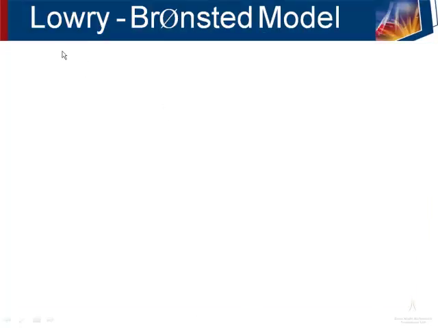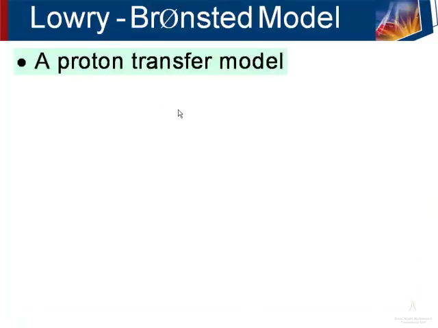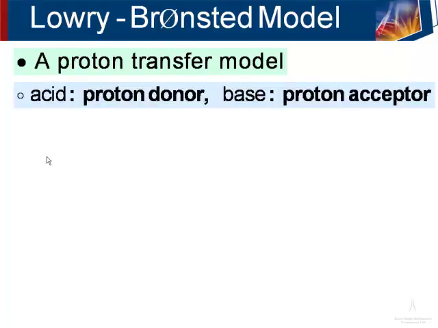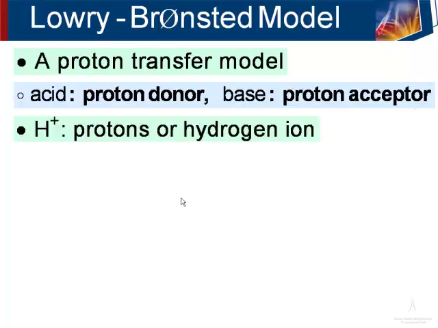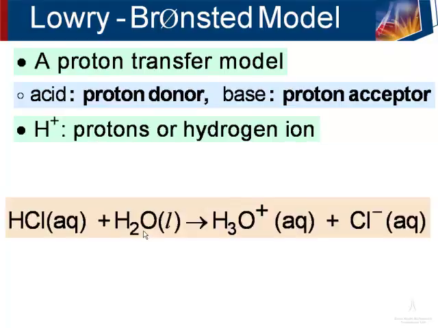The second model, the Lowry-Bronsted model, is often referred to as the proton transfer model. According to the Lowry-Bronsted model, an acid is a proton donor and a base is a proton acceptor. And by protons in this case we mean the H+ ion. Basically the hydrogen plus ion is the proton that we are referring to. Let's have a look at this example.